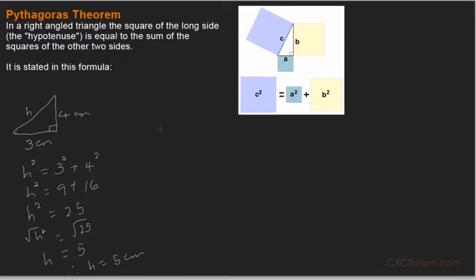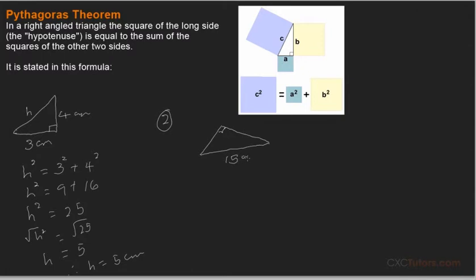Let us now look at another example as it relates to Pythagoras' theorem. Let's say we're given another right angle triangle, and the orientation of the triangle may be different, but remember, we must be able to identify the right angle. Once we can identify the right angle, then we should not have a problem stating what the hypotenuse is.